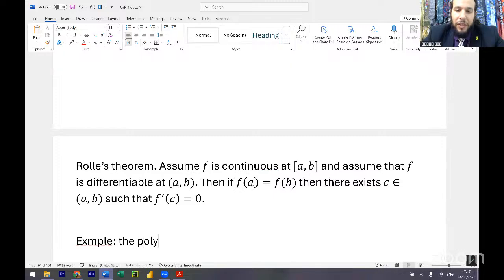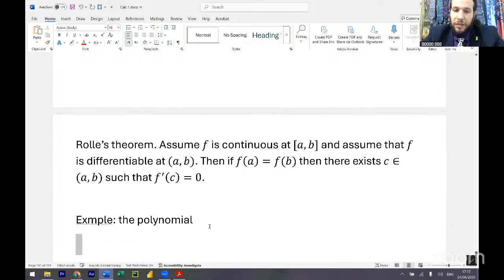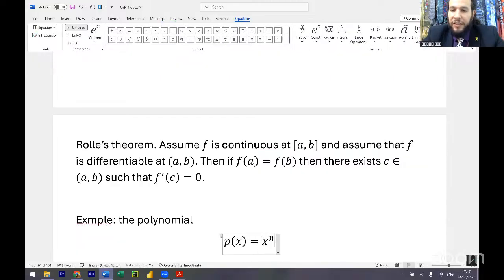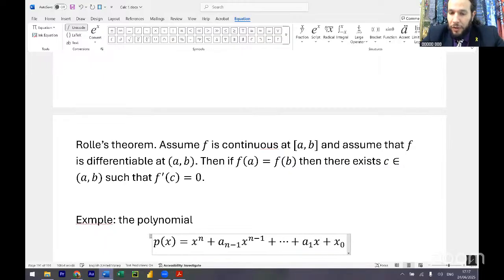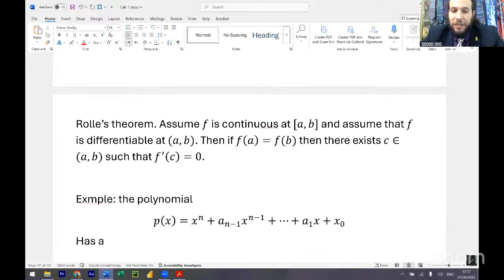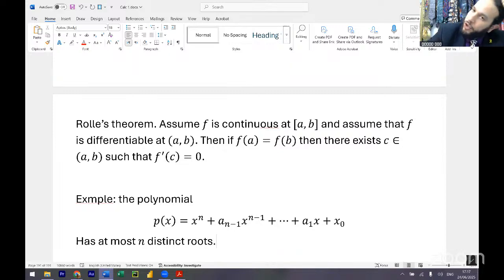The polynomial p(x) = x^n + a_{n-1}x^{n-1} + ... + a_1x + a_0 has at most n distinct roots. A polynomial cannot intersect with the x-axis too many times. At most n times.